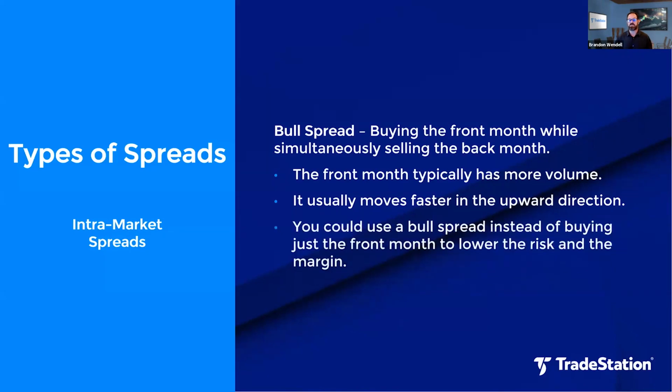So you could use a bull spread instead of buying the underlying contract. I mentioned before, if you were bullish on silver, you can go out and buy the silver contract right now. But you could also buy the silver contract and sell a different silver contract to create a bull spread. And that way you lower your margin requirements and you lower your potential risk and rewards.